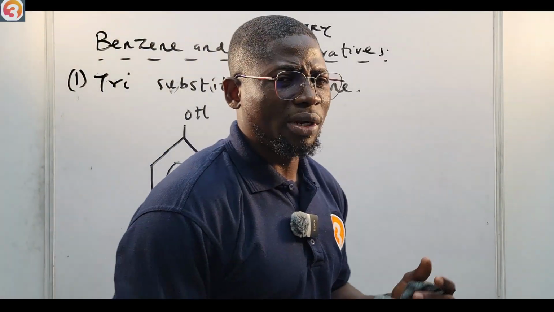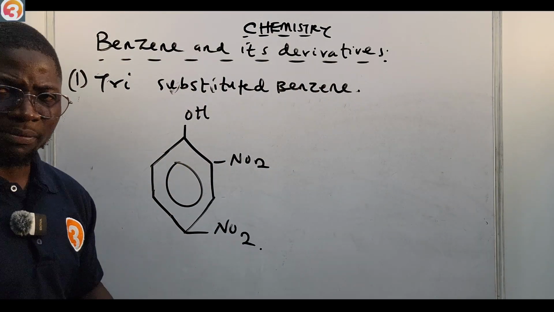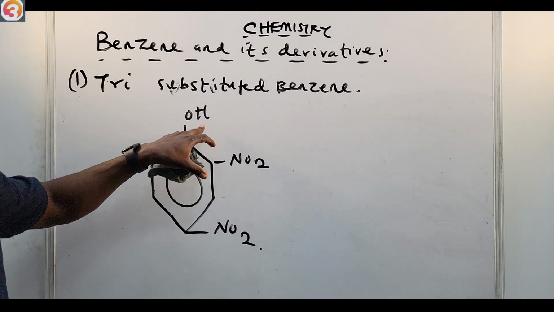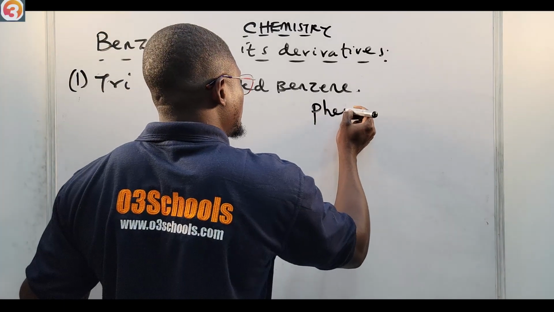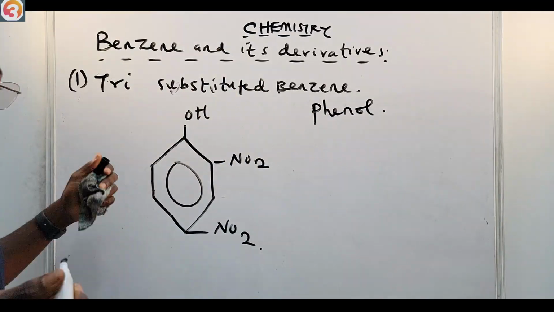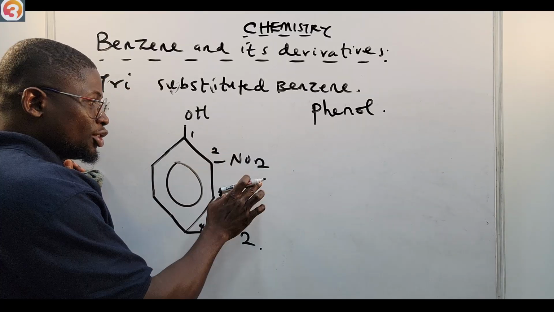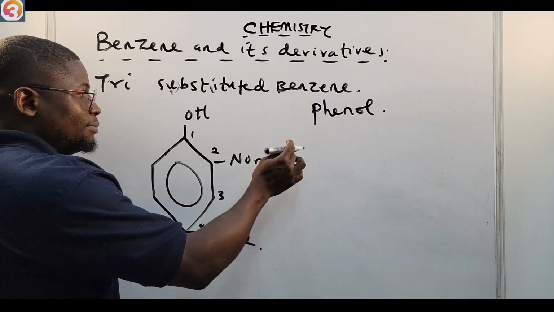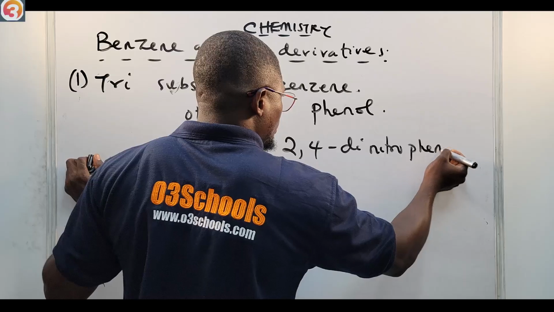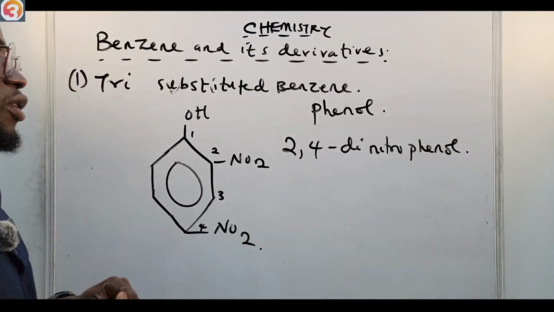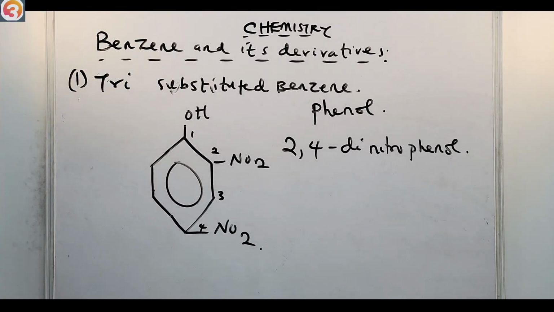So you see the same method we're using to name the disubstituted benzenes, we're going to also use to name these tri-substituted benzenes. Now, the parent name for a benzene ring having an OH group attached is called phenol. We know that one is called phenol. So as simple as ABC, we can number 1, 2, 3, 4. That means we have a nitro group on position 2 and position 4. So this can be easily called 2,4-dinitrophenol. Simple as ABC. So as simple as that. Nothing more.